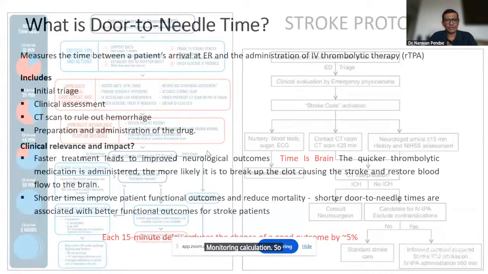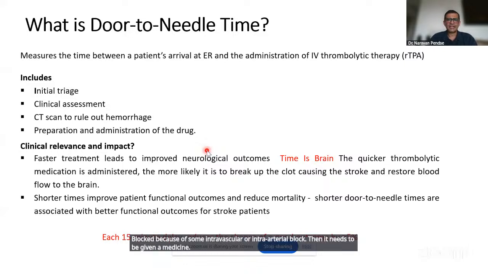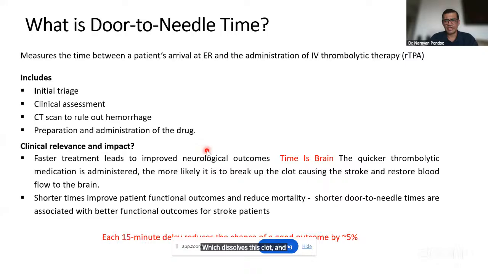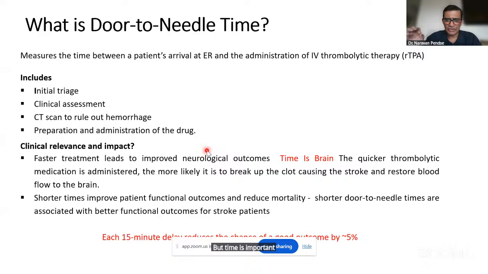So what is door to needle time? Basically, when you have an ischemic stroke, whenever there is a stroke which is due to an artery in the brain being blocked because of some intravascular or intra-arterial block, then it needs to be given a medicine which dissolves this clot, and this medicine is given intravenously. It can be given in the emergency itself, but time is important and it needs to be given within 60 minutes of the time of onset. And every 15-minute delay reduces the chance of a good outcome by 5%. So that is how important it is to be given in a timely manner.